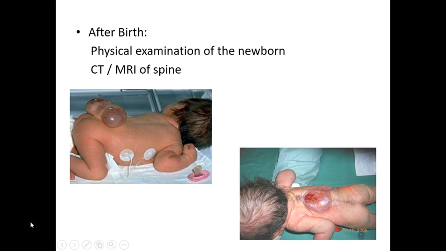Apart from that, to differentiate whether it's meningocele or whether it's myelomeningocele, you may also have to do a CT or an MRI of the spine. So in meningocele, it will be only the meninges that have protruded out, and in myelomeningocele, you will see that the spine has also come out along with the meninges.